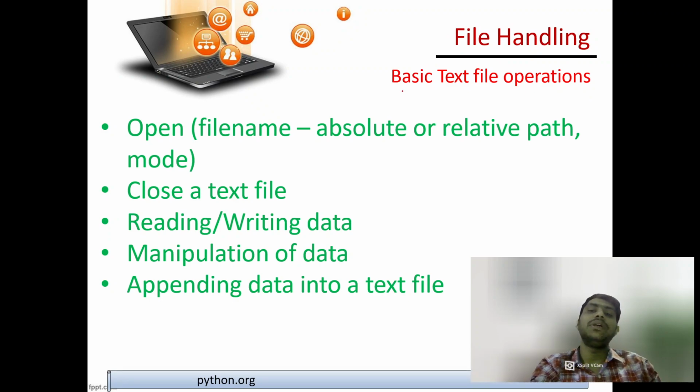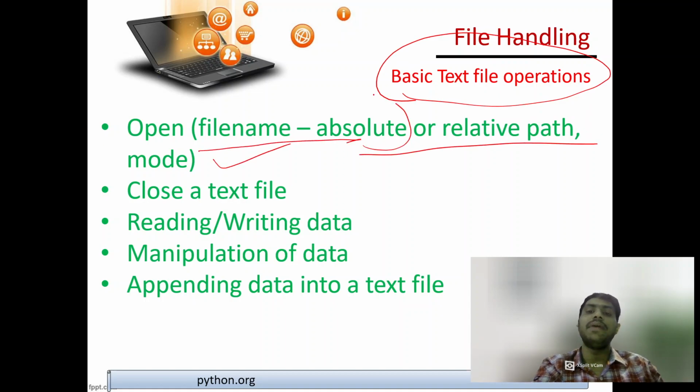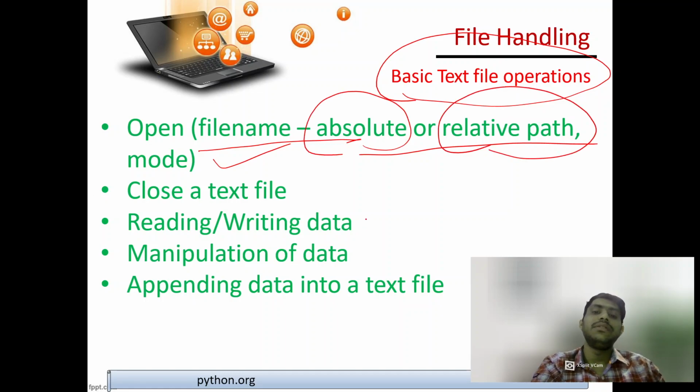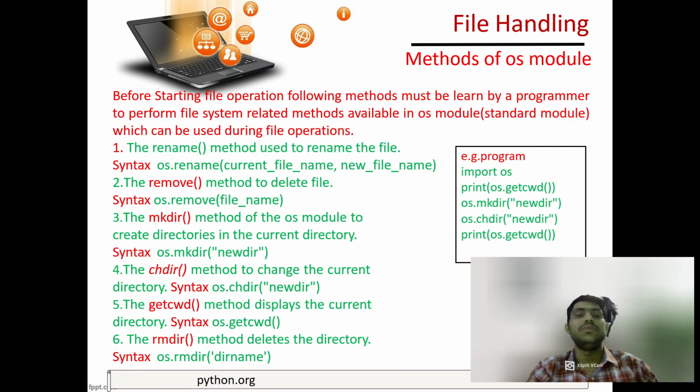Now we will perform basic text file operations. First open the file, with any path, absolute or relative, we'll see. Then reading and writing the data, manipulating data, appending. The last one is close. You can see here.